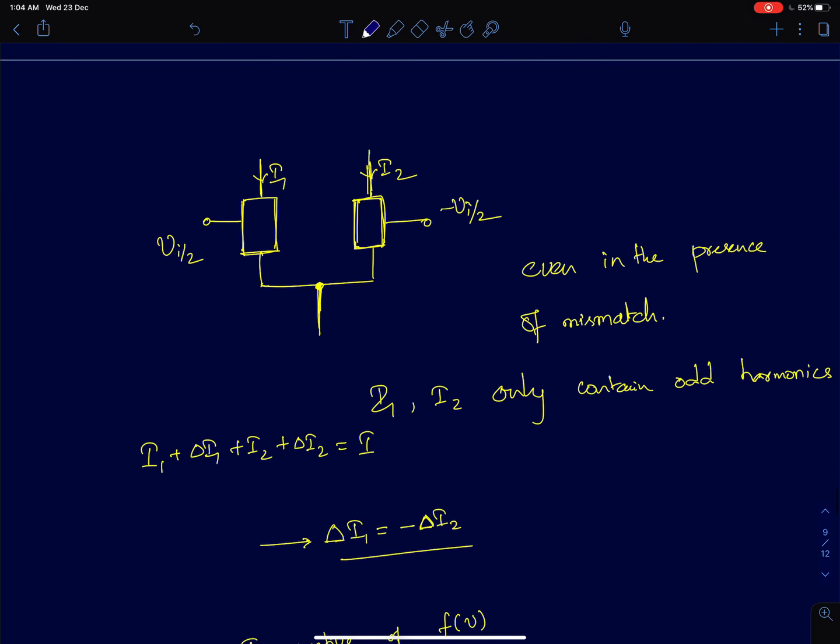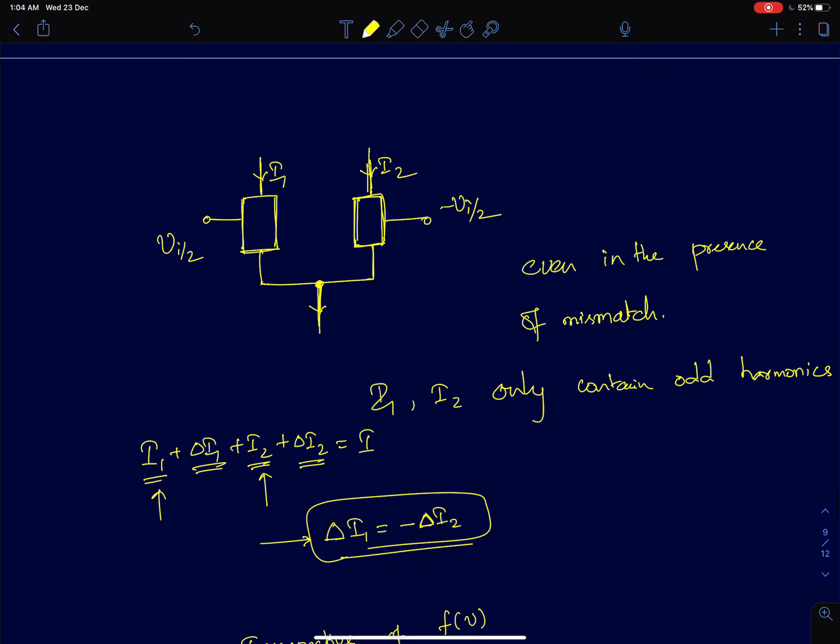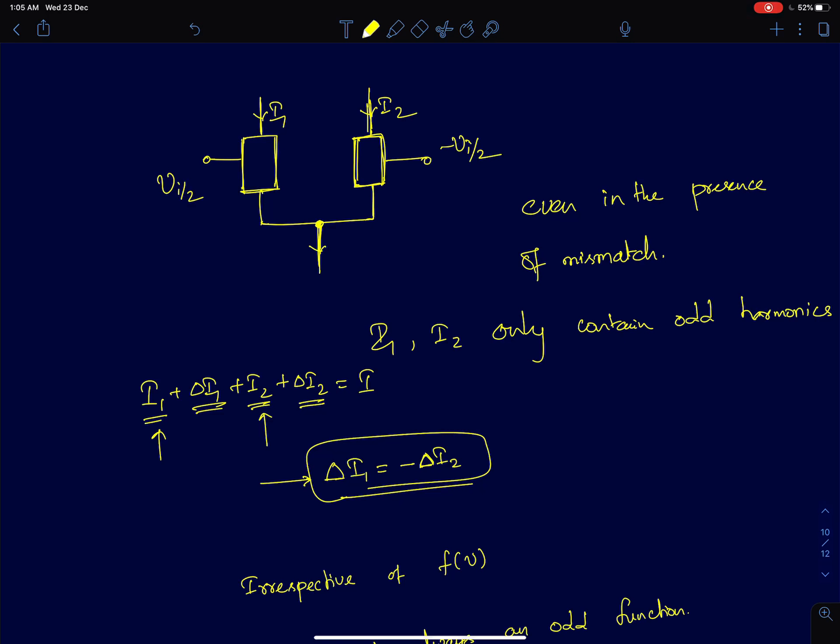Now what happens if I have mismatch? If I have mismatch between the two devices, again using this condition that the sum of the two currents always has to be constant, even if there is a mismatch, I can always assume there is a delta I change. Instead of I0 by 2, the DC current in the first device is I1, and in the second device the current is I2, and I'm going to assume delta I by 2 is the increment in the second device. We will end up with the same condition. So even if there is mismatch in the circuit, the increment in this current I1 will be exactly equal to the decrease in the current I2.